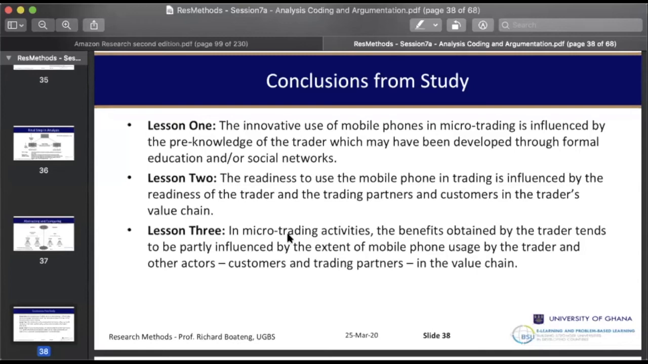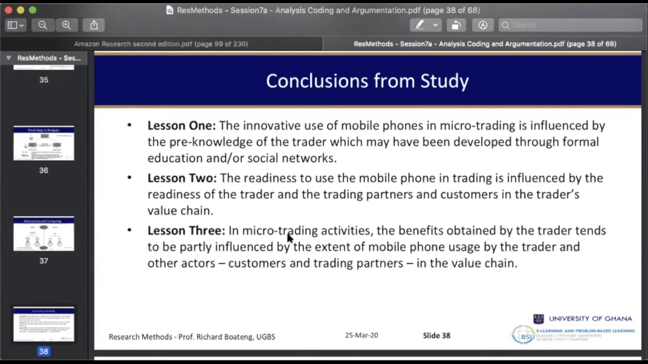That is, if you want to get benefits from your mobile phone, then you have to make sure that your customers and your trading partners are also using it. And the readiness to use the mobile phone is influenced by the readiness of you, the trader, and then the trading partners and customers. So if sometimes you go to certain places where the mobile phone doesn't work, it affects the discussions that you have with the owner of the enterprise, you being the one who is actually seeking to discuss with him. So if a trader has a phone, but a trading partner doesn't have a phone, the relationship is going to be stalled. It may not be as smooth as he or she expects.